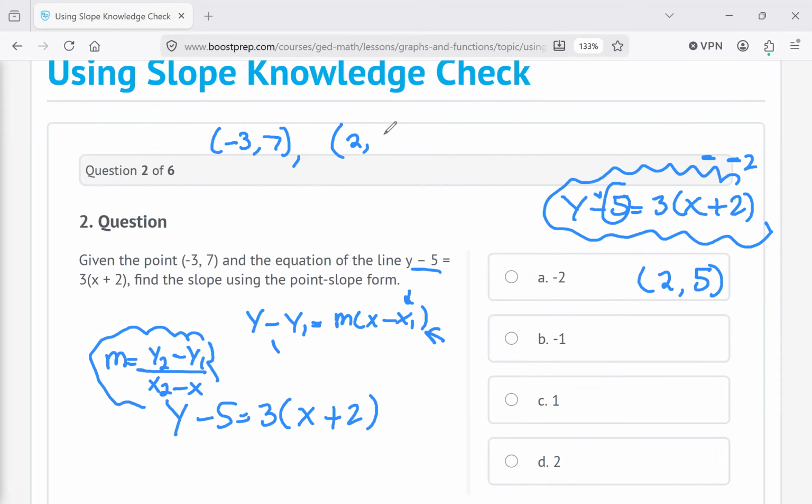Okay. So now we have our two coordinates, and then I'm going to label this x1, y1, x2, y2. So my slope is going to be, if you put in that formula, 5 minus 7, and then it's 2 minus 3. So on the top, what's 5 minus 7? Negative 2. And then on the bottom, what's 2 minus negative 3? Two minuses become a positive, so that's 5.